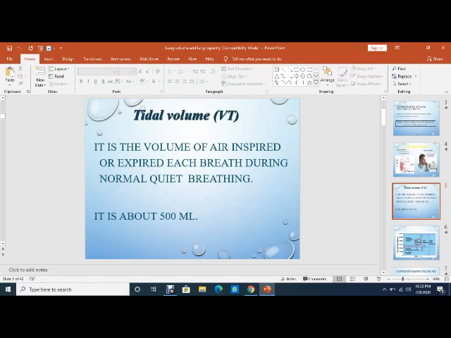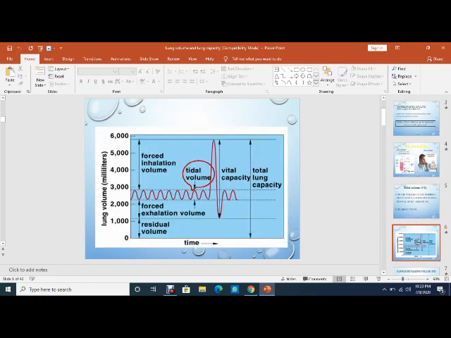This is a very important lecture, so you should know how many types of lung volume and how many types of vital capacity there are. From an examination point of view, you should remember these volumes and capacities. This is the tidal volume you see in the whole diagram. It is equal to 500 ml.